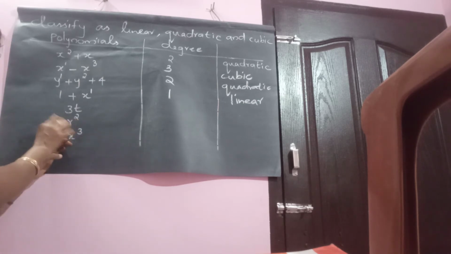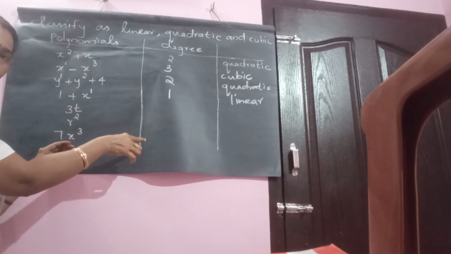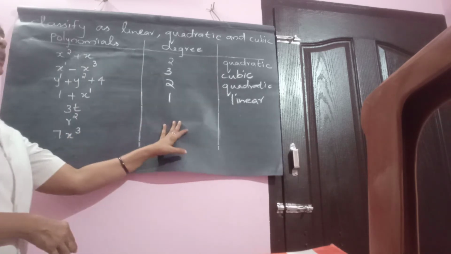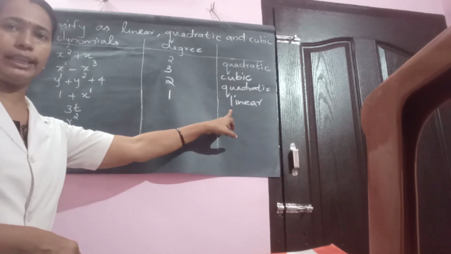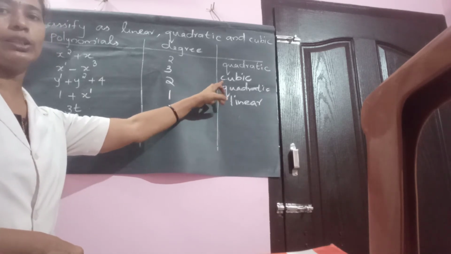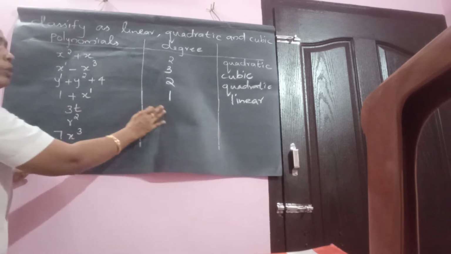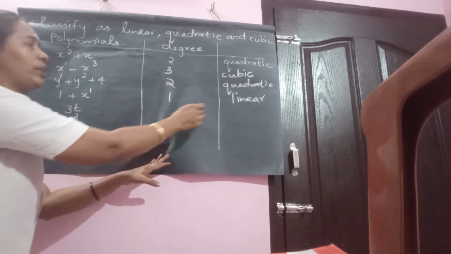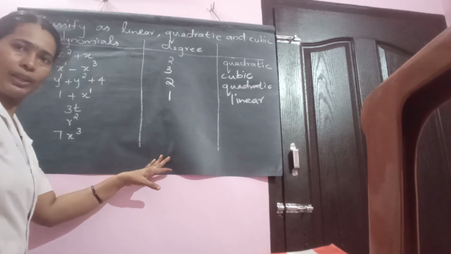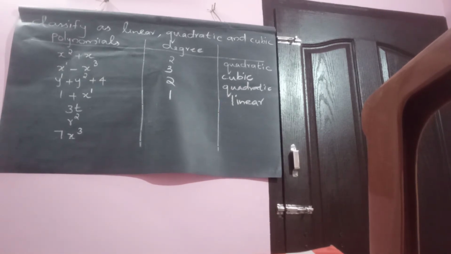Okay, you look at the power of the variables. That is called degree. The highest power is called the degree. According to degree, when it is 1, it is called linear. When it is 2, it is called quadratic. When it is 3, it is called cubic. So, complete the remaining 3 questions. First, you fill this column. Then, you write your answer in the third column. So, according to degree, we can classify them into linear, quadratic and cubic.